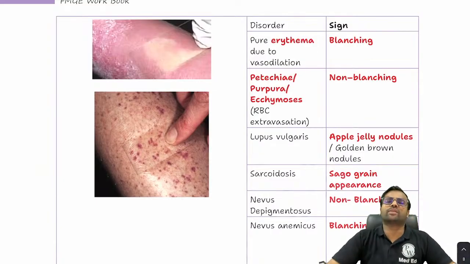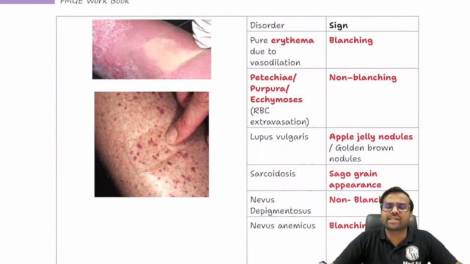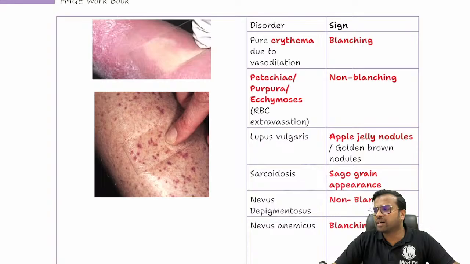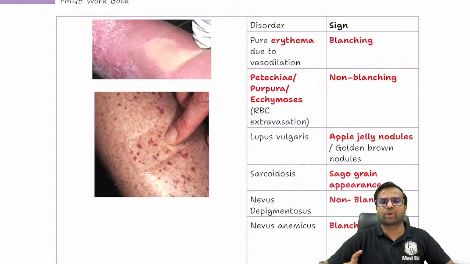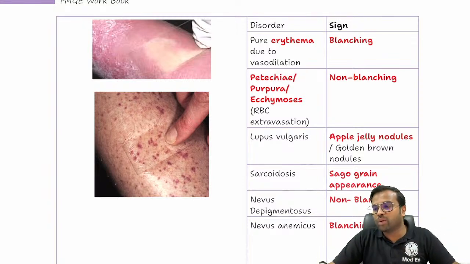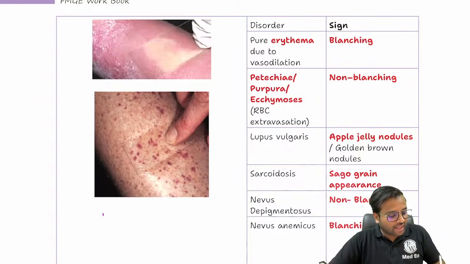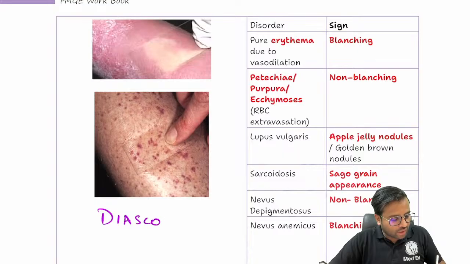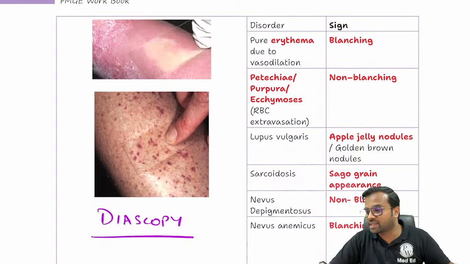Now, what about this investigation? So what is happening here? Here you can see the examiner is going to press the skin with a glass slide. Can anybody tell me what is the name of this investigation which is done in dermatology? So this is called Diascopy.